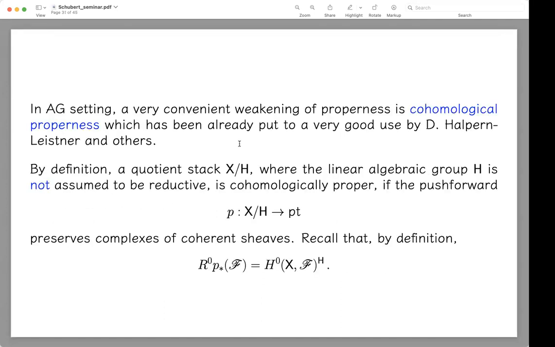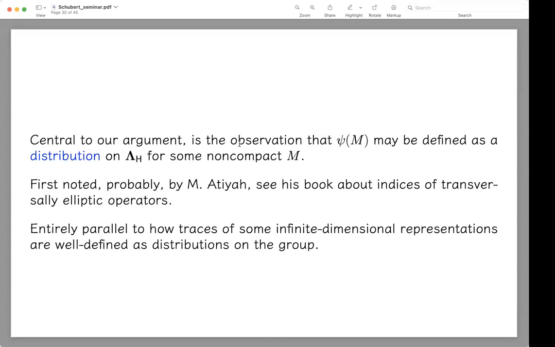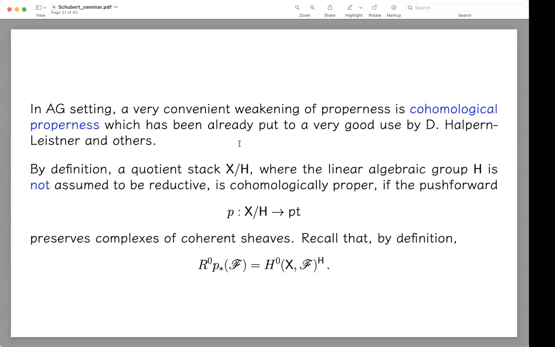Since it's convenient for us to work in the algebraic geometry setting, the particularly convenient weakening of properness, whereas Atiyah's conditions are some kind of transversal ellipticity, is something called cohomological properness. It has already been used by many people, in particular Dan Halpern-Leistner.